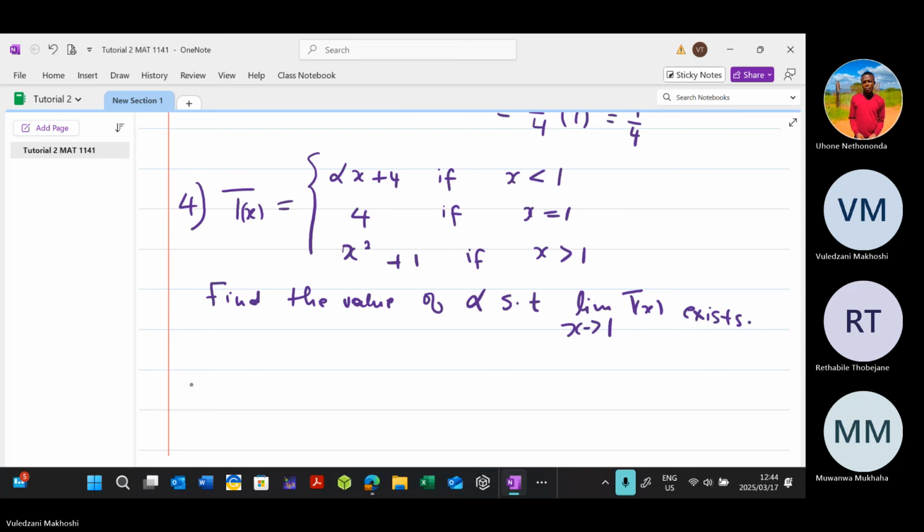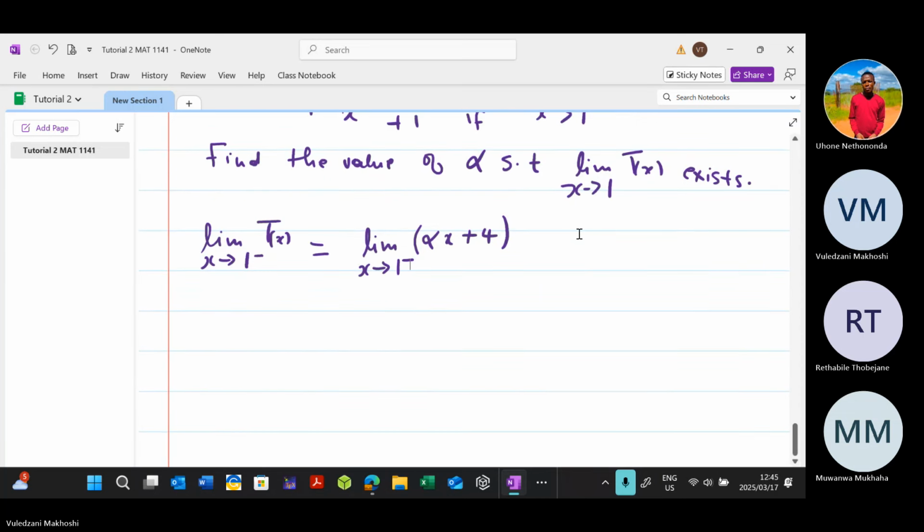And so if we look at the limit of t of x when x is approaching 1, we can approach 1 when x is less than 1, which means we're approaching 1 from the left. This is equal to the limit when x is approaching 1 from the left of what? Our function now is alpha x plus 4. So this is going to be equal to, since 1 is in the domain of this function, we just have alpha plus 4, like that.